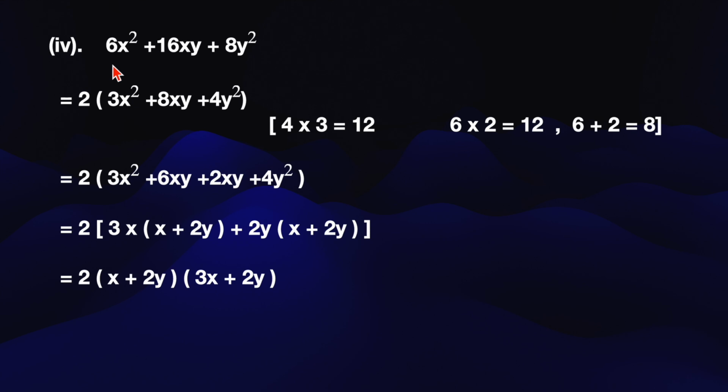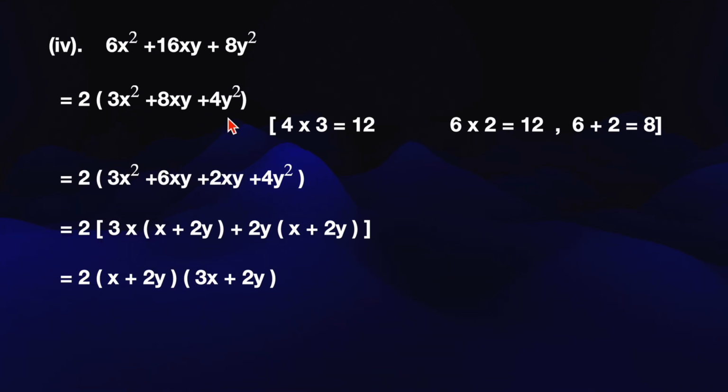Sum number 4: 6x square plus 16xy plus 8y square. In this we can simplify it further. We can take out 2 common from all the 3 terms. So we are going to take out 2, the common factor, and write down 3x square plus 8xy plus 4y square. We have taken out 2 from these terms. So here it is. Now we are going to split the middle term.